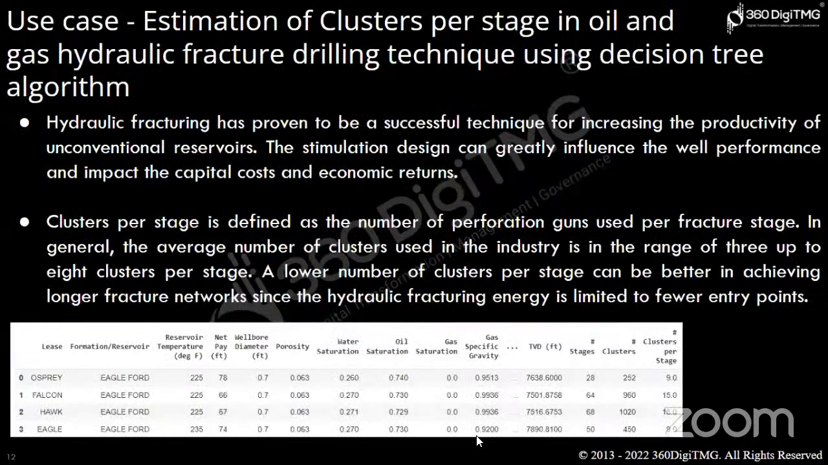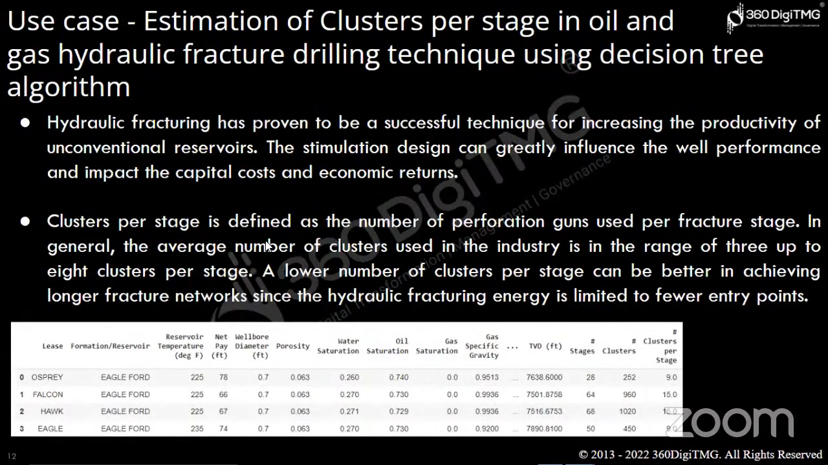When it comes to the use case, there is something related to decision trees: what are the different factors we have and what we have to consider. Here I have some data. That data I have taken from a drilling technique, called hydraulic fracture drilling. Here I am trying to estimate clusters per stage in the oil and gas hydraulic fracture drilling technique using the decision tree algorithm.